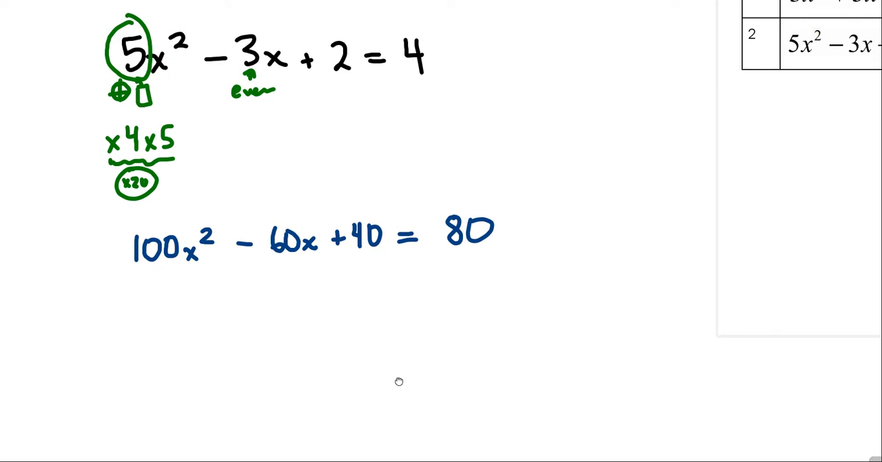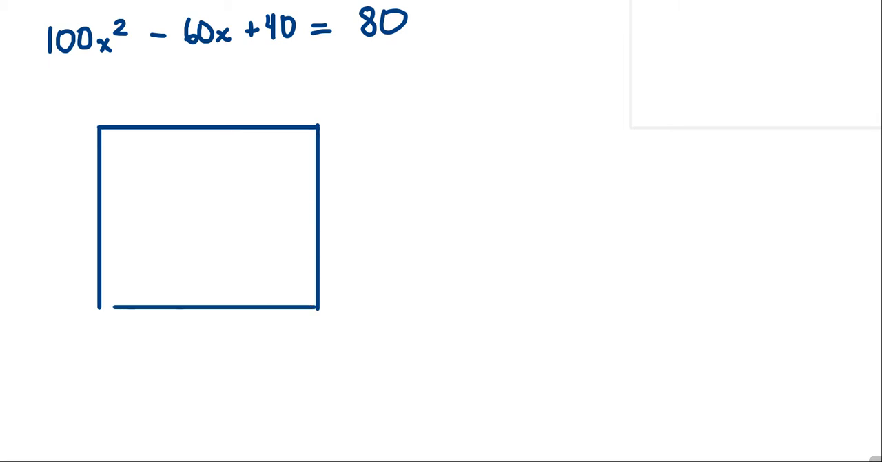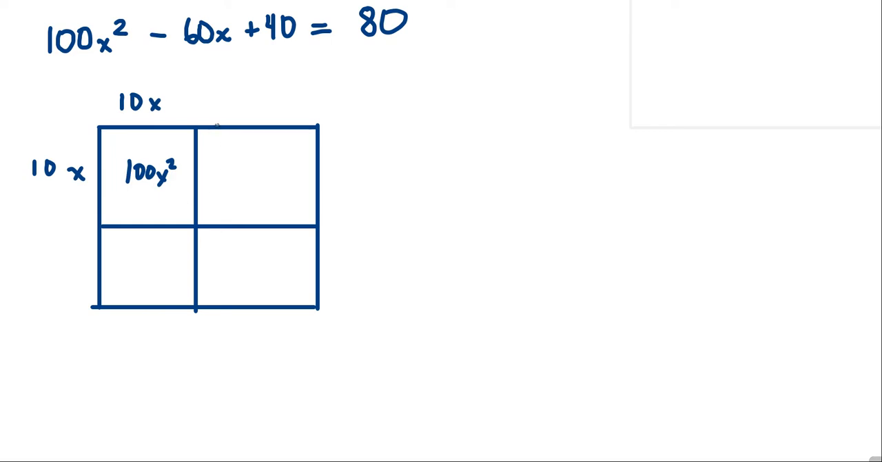Okay, moving along. We want to get a little grid here. It helps us organize our thoughts a little bit better. Wait for my drawing. Okay, there we go. So, perfect square, 100. 60 is divisible by 2. So, 100x squared goes here, and it comes from 10x and 10x. So 10 times 10 is 100. The 60x splits in half to 30x and 30x.